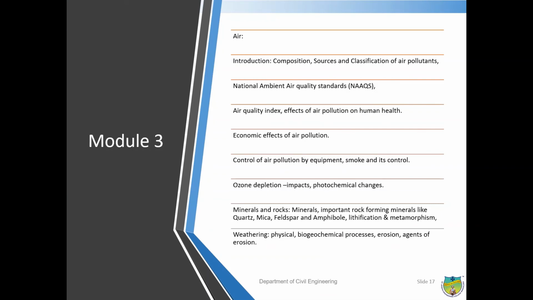Module 3 deals about the air pollution. We will be discussing on the different composition, sources and classification of air pollutants, natural ambient air quality standards, air quality indexes and the other parameters which deal with air pollution control. With that, we will also discuss about ozone depletion, mineral and rocks, weathering, etc.